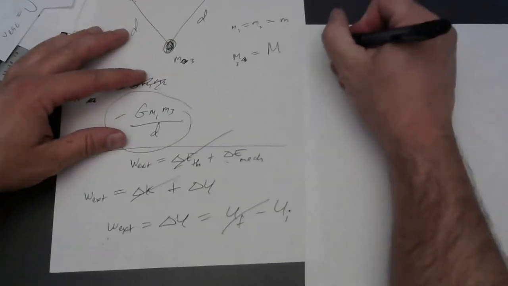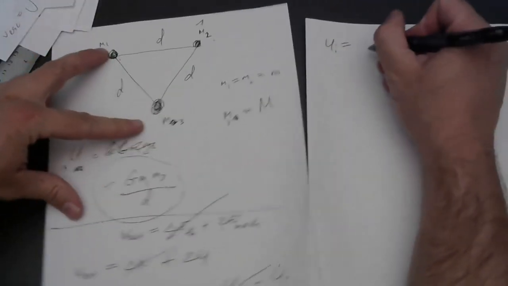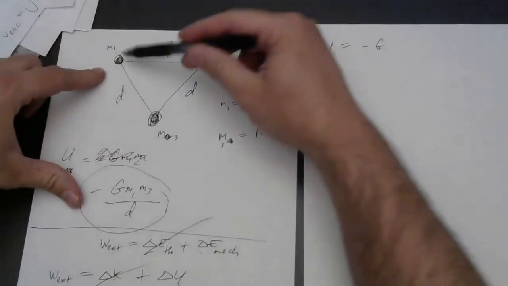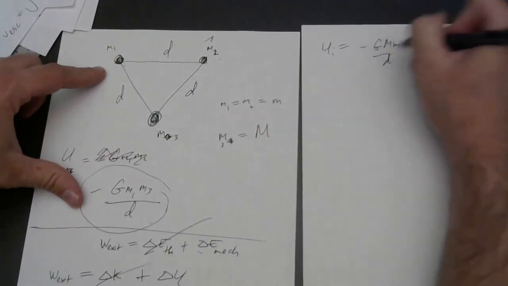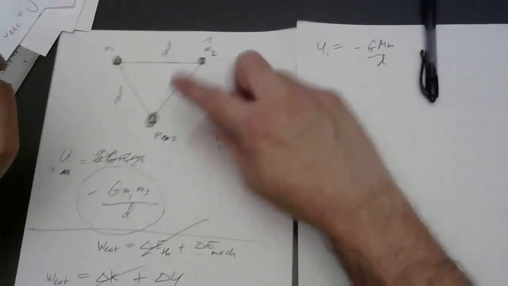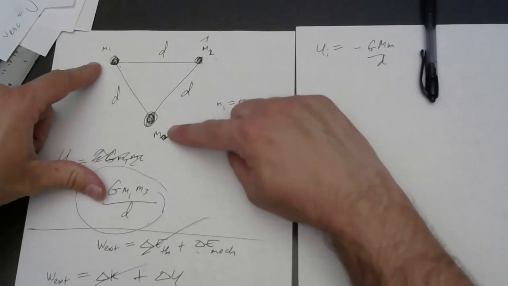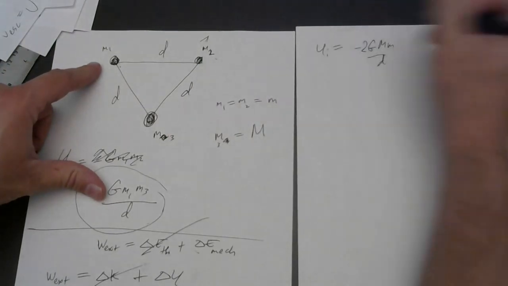Okay, so U initial is, well, we've got for this pair, negative G. And remember, I called these two both little m, and this is big M. So I've got a big M, little m over d. And do you see how this pair and this pair are equivalent? Because in each case, we have a little m and a big M separated by d. So I actually have two of those. I'll put a factor of two there.